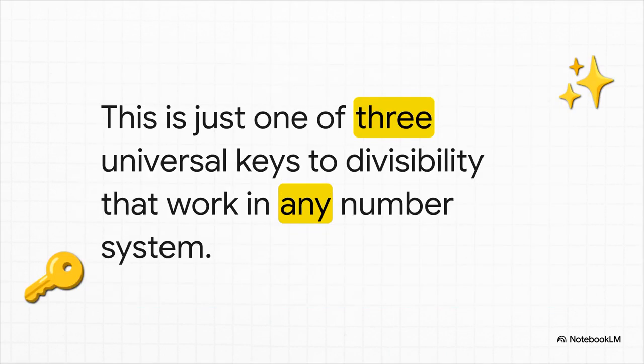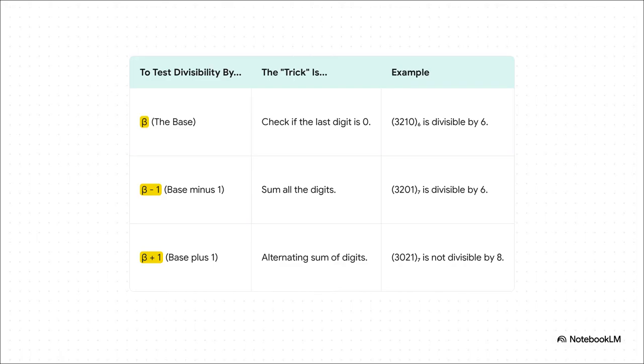And it gets even cooler. This rule for base minus 1 is just one of 3 incredibly simple, totally universal rules for checking divisibility that work in any number system you can imagine. Okay, here's the cheat sheet with all 3 keys. First, to test for the base itself, like 10 in our system, you just check if the last digit is 0. Super easy. The second one is for base minus 1, which we now know is our rule of nines.